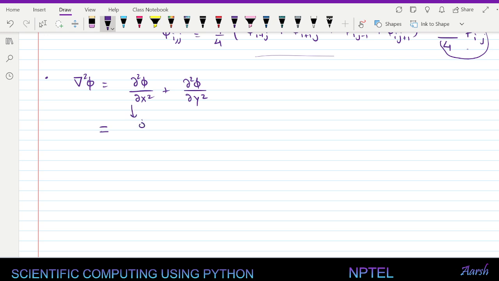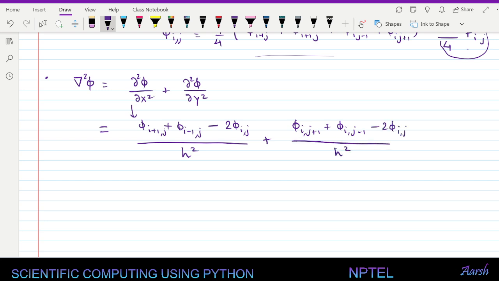Okay, now this is phi i+1 plus phi i-1 minus 2 times phi ij, divided by h square, and plus this is going to be where i is constant now, so it is phi i j+1 plus phi i j-1 minus 2 phi ij divided by h square, and this is equal to f ij, because here it is just f of x comma y, so that becomes f ij.